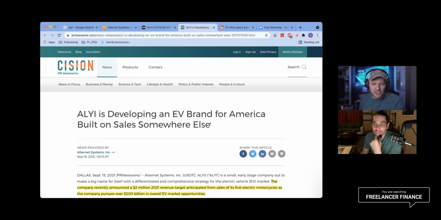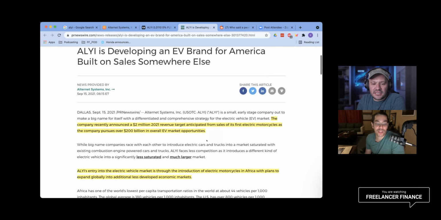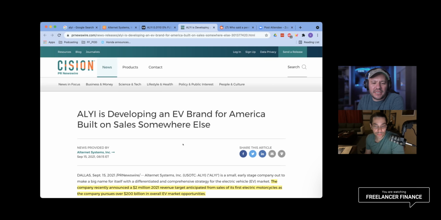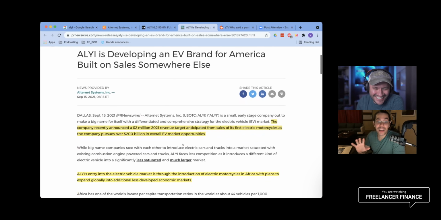Basically, they're a press machine. Every couple of months, they release new press releases. It gets picked up by all these sites, right? PR Newswire or whatever. Even the sites are a bit suspicious that they're getting picked up on. ALYI is developing an EV brand for America, built on sales somewhere else. I don't know. Meaning Mars.